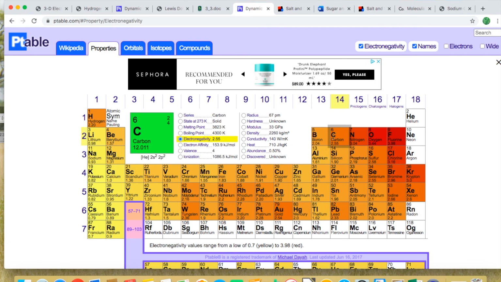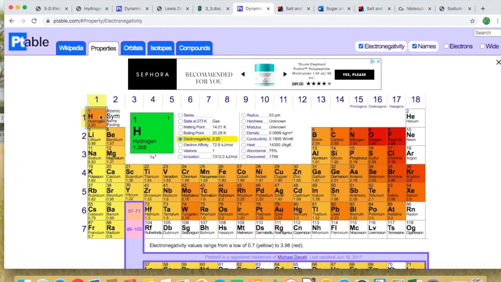If, for example, oxygen forms a compound with calcium, you make calcium oxide, well, we've got a big difference there. 3.44 is the electronegativity of oxygen. Calcium is just 1. A big difference like that, specifically over 1.7, will give you an ionic compound.